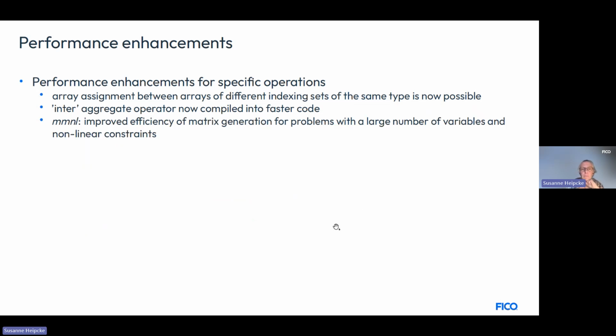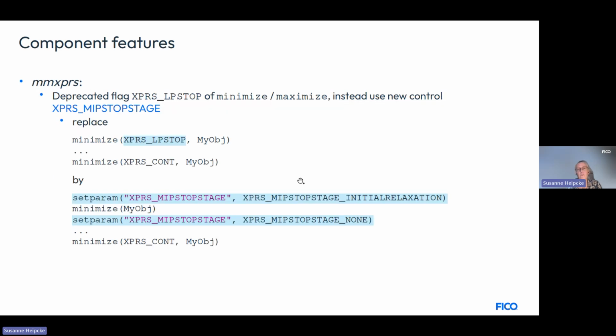But for MMNL, so the handling of nonlinear terms, here we have worked on the efficiency for matrix generation for large numbers of variables on linear constraints, and there again we have performance improvements. This now is the feature for MMXPS. So as I said, across all interfaces, but here just the example for Mosel.